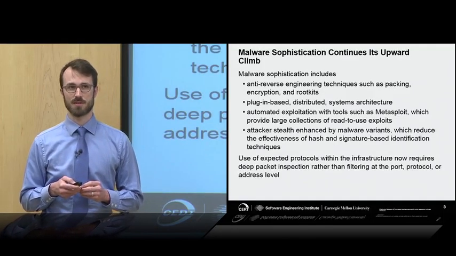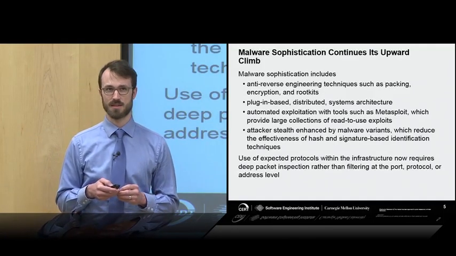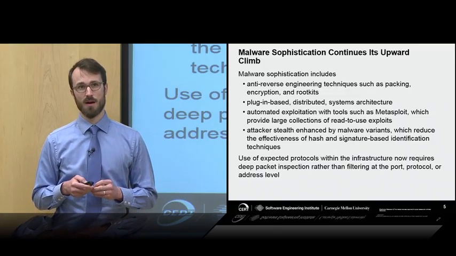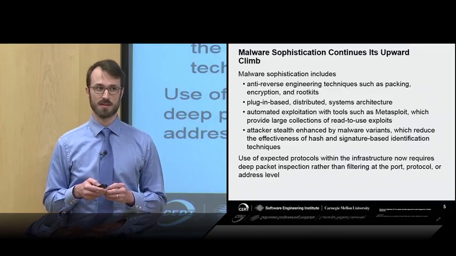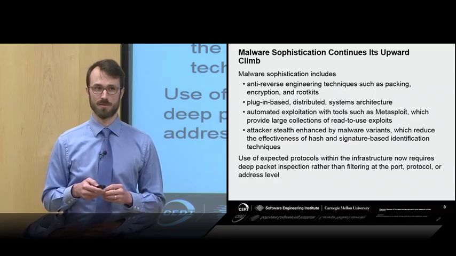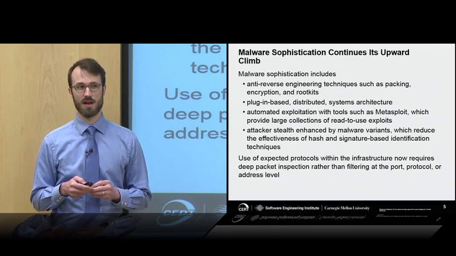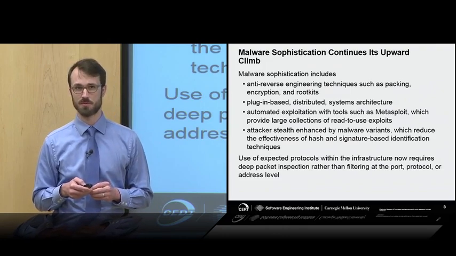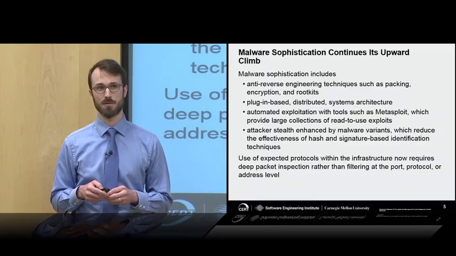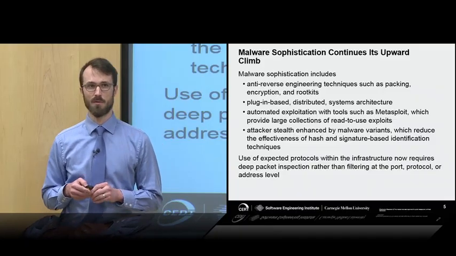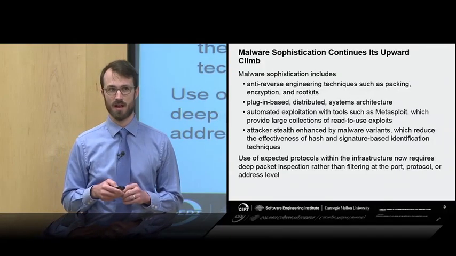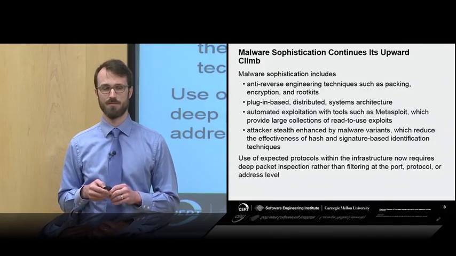Malware sophistication continues to climb. Anti-reverse techniques such as packing, encryption and rootkits continue to get better. In addition to that, we also have techniques that can allow malware to, if not avoid reverse engineering, make active analysis more difficult by detecting its presence on virtual machines and other obfuscation methods that attackers are always trying to come up with. Malware is still really popular in plug-in based systems. Java, Flash, still very popular vectors of attack.